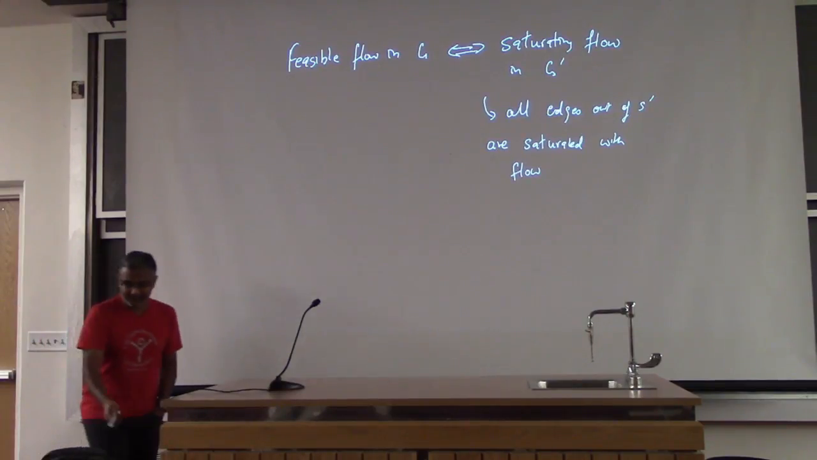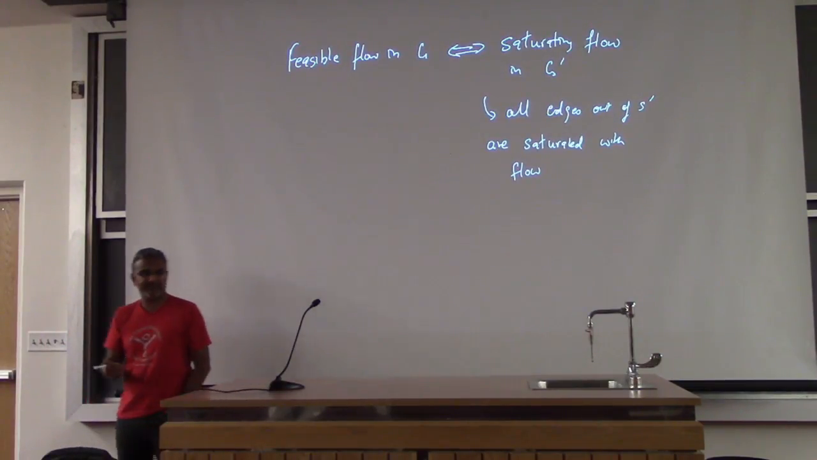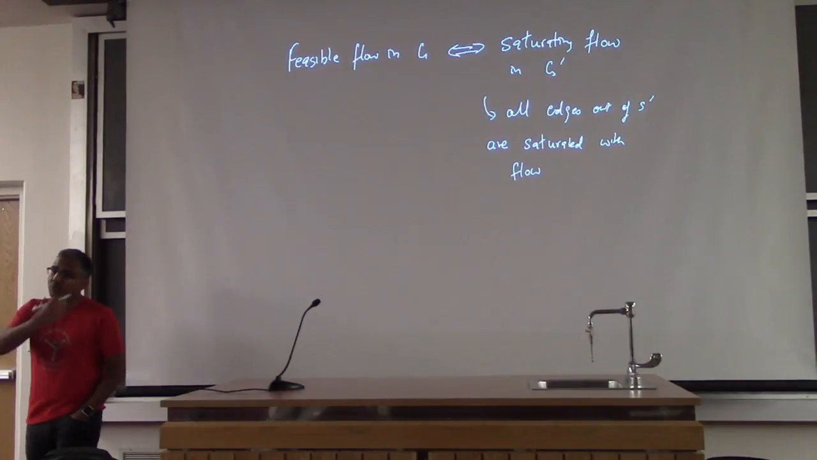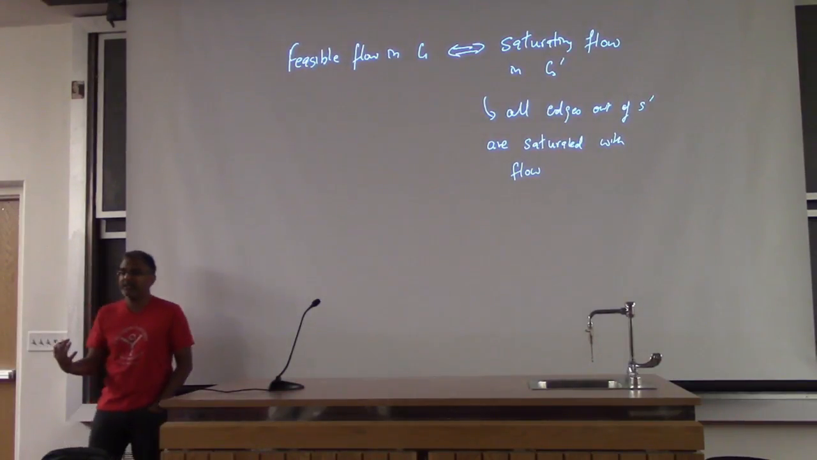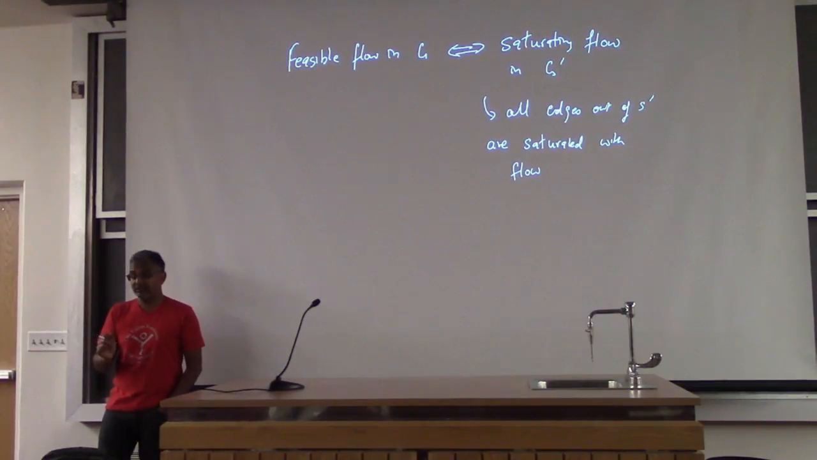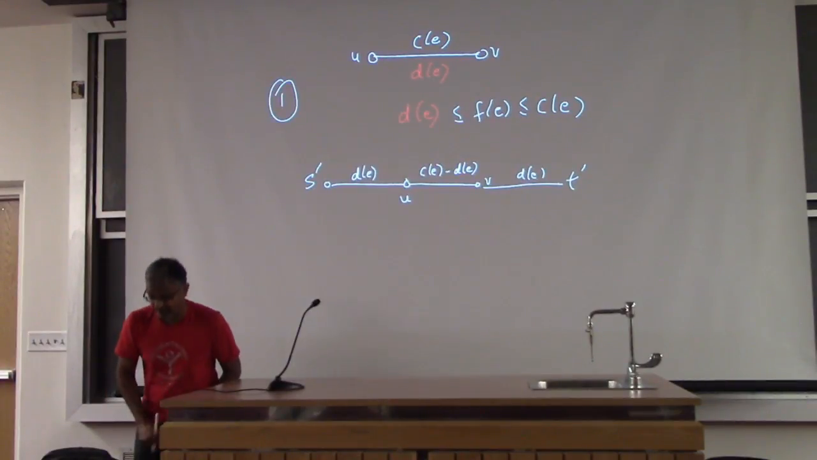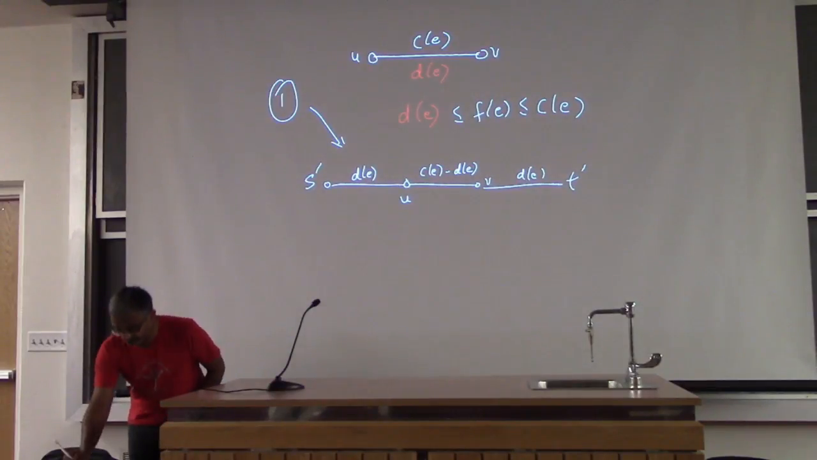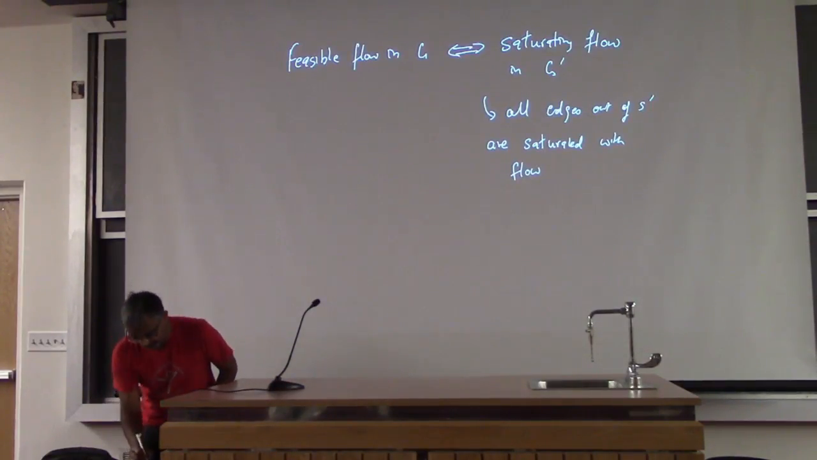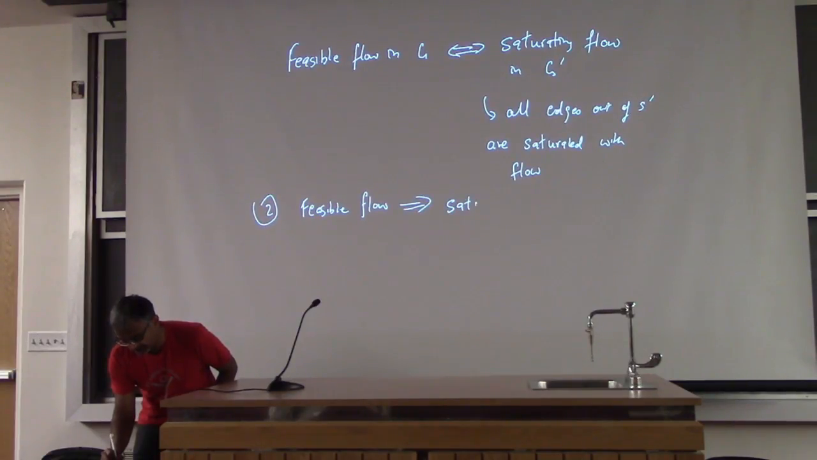So the question is, can we prove this statement? Once again, we're taking a problem, reducing it to a flow problem, and now we have to prove that in fact the answer we get is correct. So this was in some sense step one, which was do the reduction. Step two would be that a feasible flow implies a saturating flow.